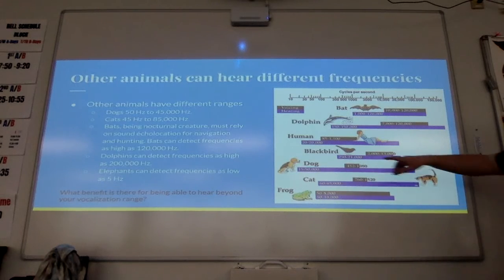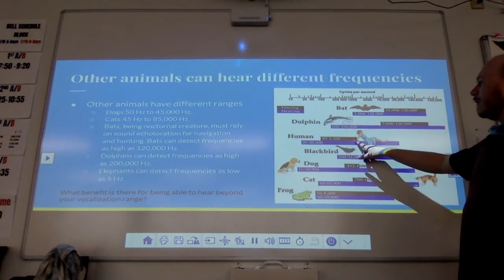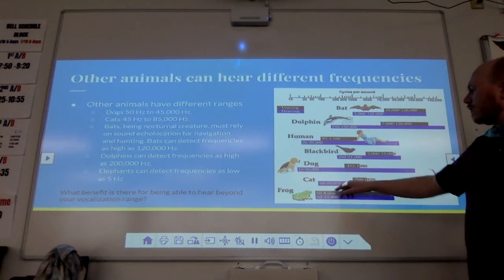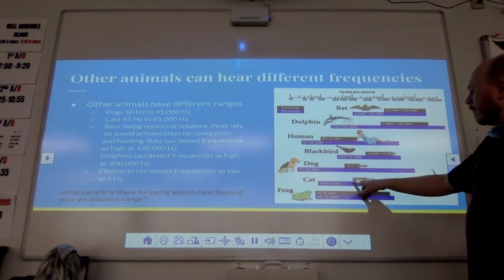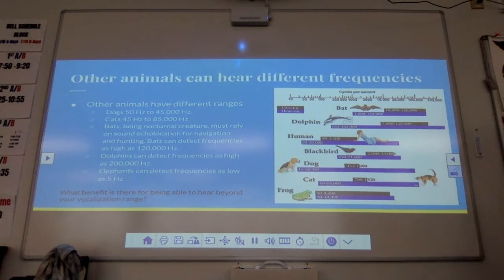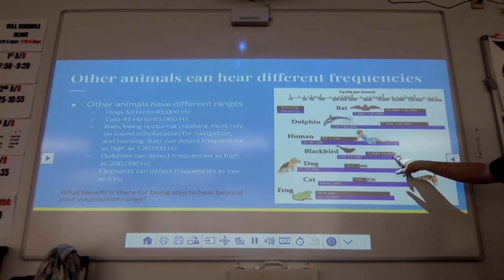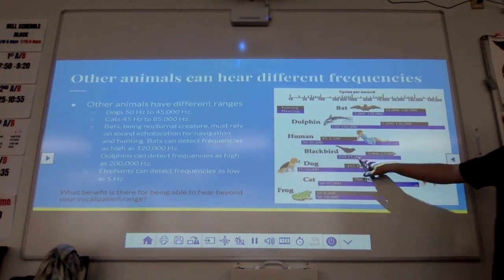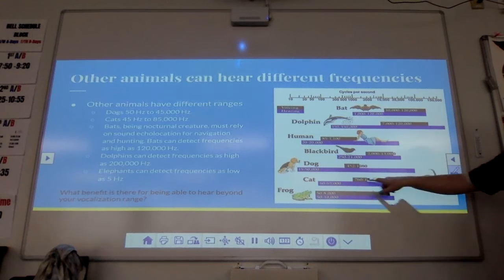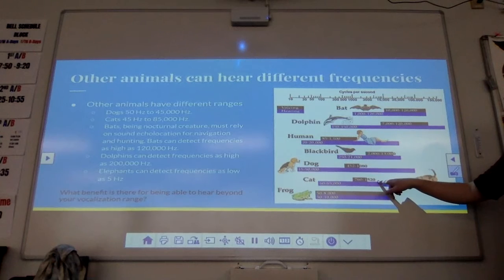If our vocalization is 85 to 1100, well, let's take a look at a cat. A cat's hearing is 60 to 65,000. Their vocalization is 760 to 1520. Blackbirds vocalize at 2,000 to 13,000, but they can hear from 250 to 21,000. Can blackbirds hear cats? If blackbirds can hear here and cats can talk here, can blackbirds hear cats?